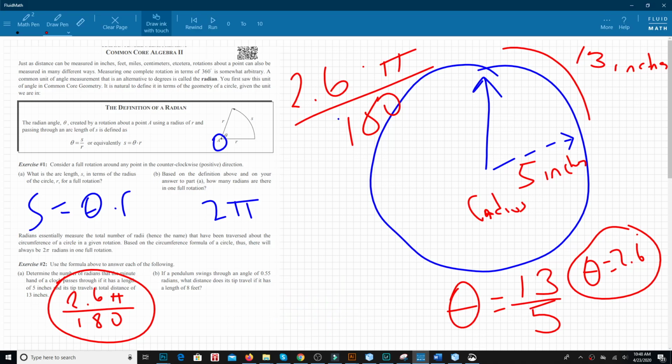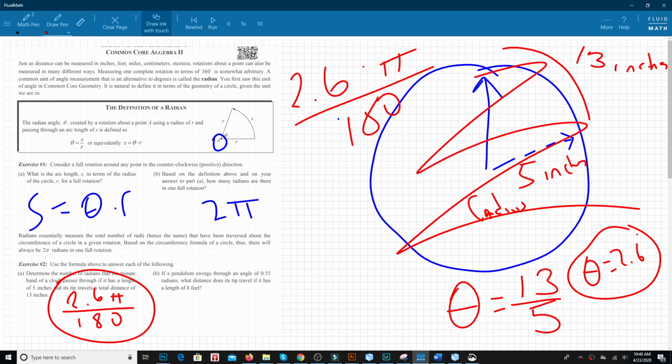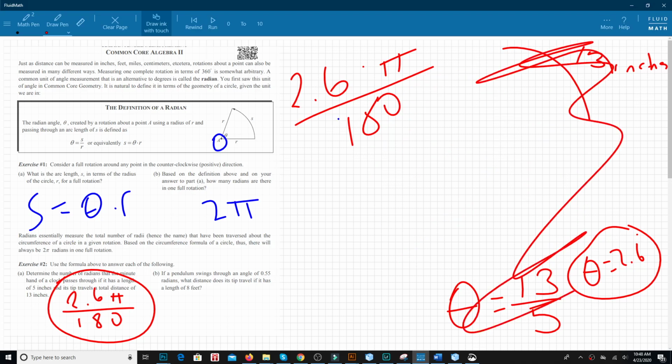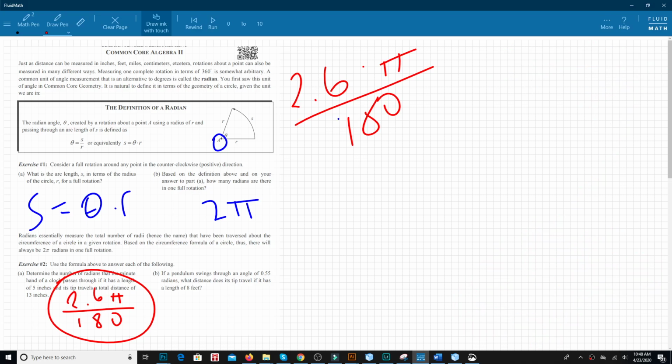So if a pendulum swings through an angle of 0.55 radians, what distance does its tip travel if it has a length of 8 feet? So a pendulum, right? Let me erase this. I'm going to draw a little pendulum right here, through an angle of 0.55 radians.